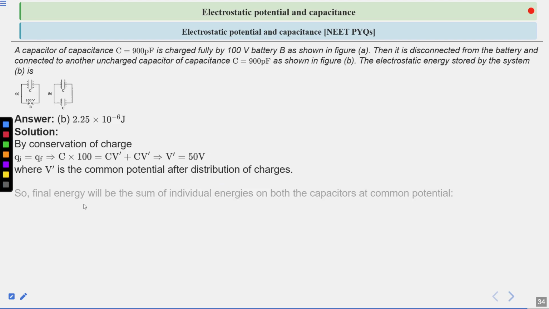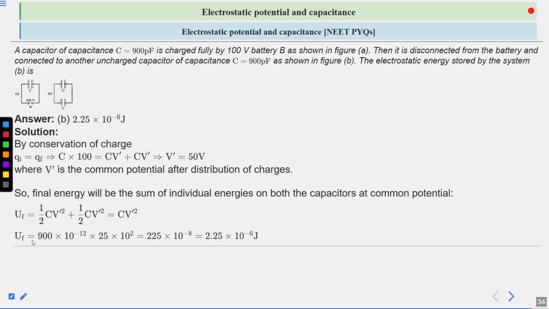So the final energy will be the sum of the individual energies on both the capacitors at common potential. The final energy is given by half C V dash square, which is the energy on this capacitor, and half C V dash square, which is the energy on this capacitor. Since their capacitances are the same, 900 picofarad, this results in C V dash square.